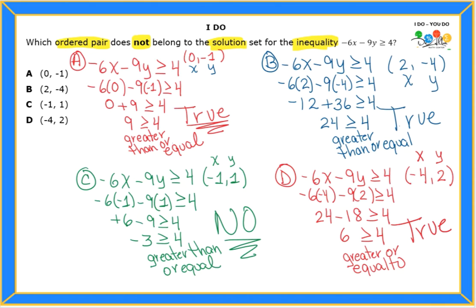So let's look at the answer choices then. I was looking for something that was not true, something that makes it not a solution for my problem. So I got 3 answer choices that are true. There's only one that says no. And that's my answer choice, C.